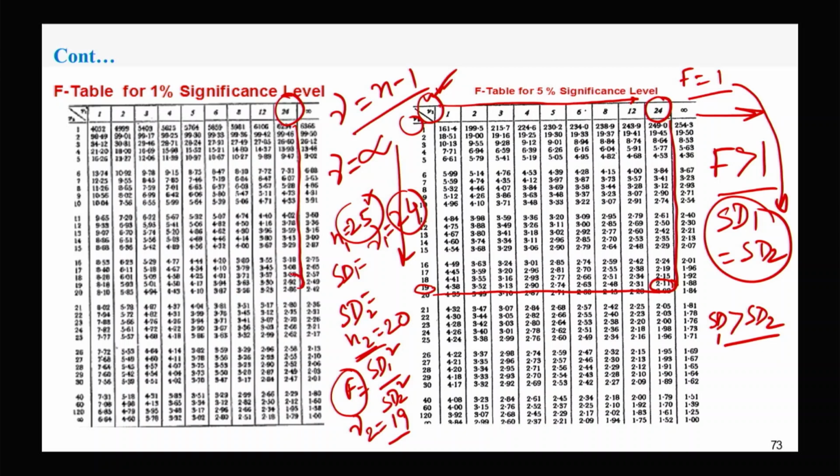So we can do it. And if our calculated F value, using this formula, is more than 2.11, then we will call it significant at 95% level. So this is the F value interpretation.